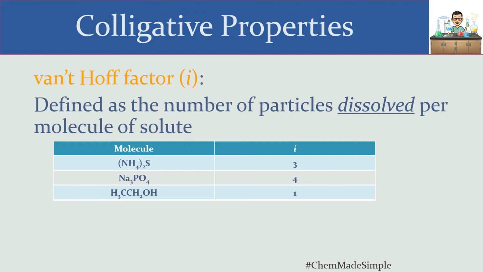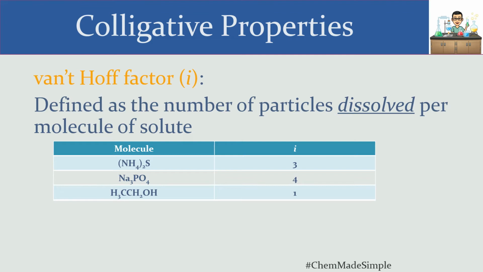But because ethanol can hydrogen bond to water, it's going to dissolve inside the water and not break up into any individual pieces. It's just going to stay as a whole. So that's why it has a van 't Hoff factor of 1. So the van 't Hoff factor is very much dependent on what solvent we're talking about.